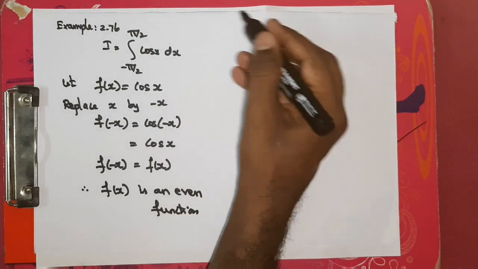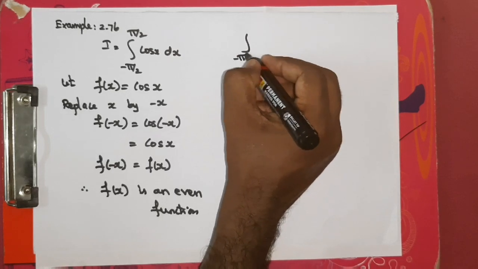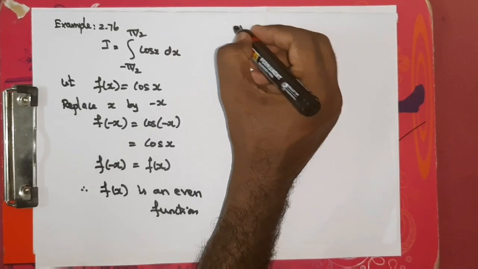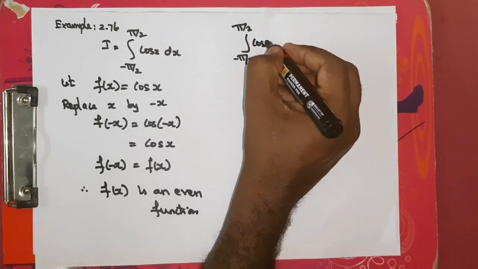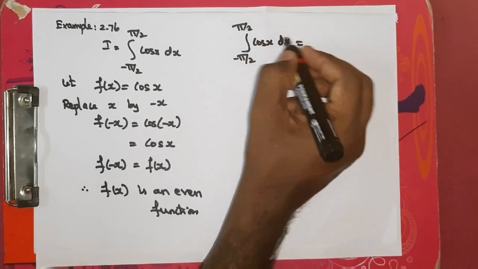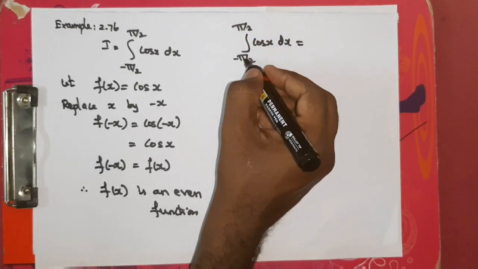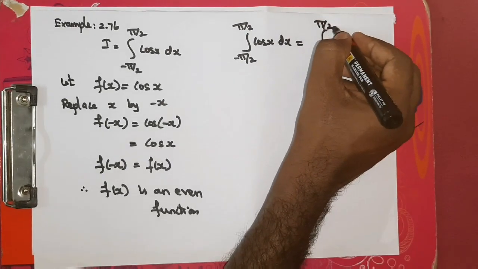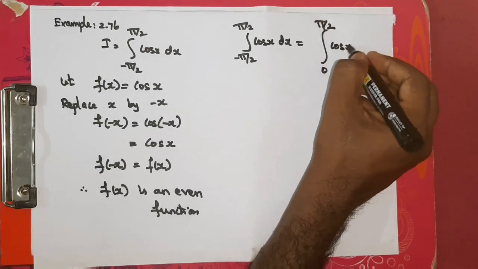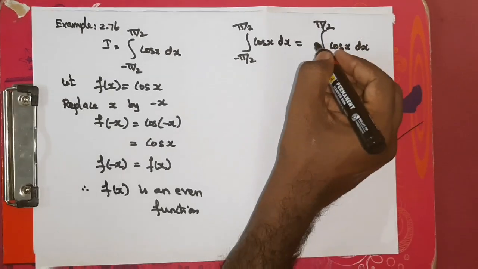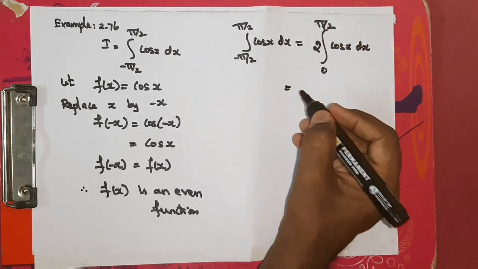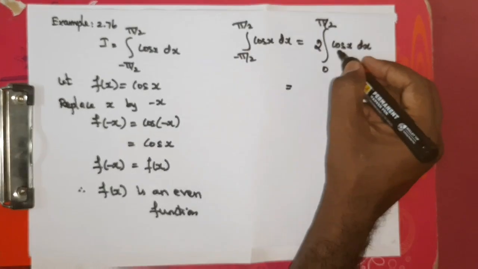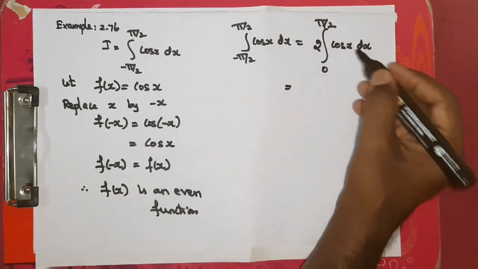In the question, the given integral is minus pi by 2 to plus pi by 2 cos x dx. Since it is an even function, the lower limit will become 0. The upper limit remains the same. The inner part also remains the same. And in the front, we have to multiply by 2. Now, do we have any formula to integrate cos x?